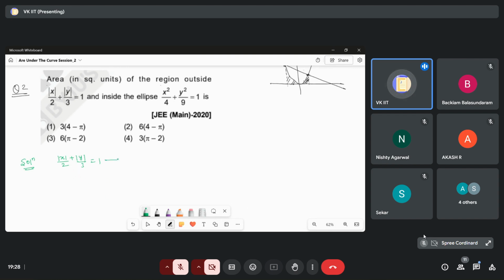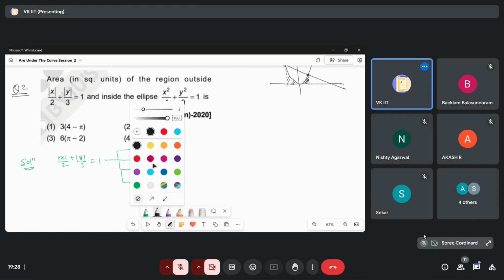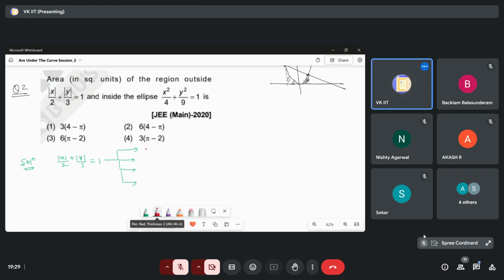There will be four cases in this case, right? What are those? One possible case is that when you are taking x less than 0 and y greater than 0. In that case it will be minus x by 2 plus y by 3 equal to 1. Draw the diagram. Or we can say x by minus 2 plus y by 3 equal to 1.